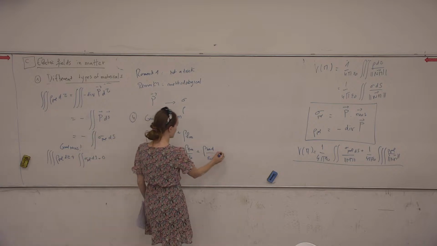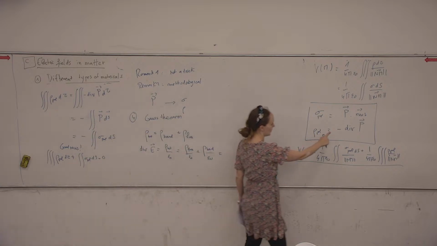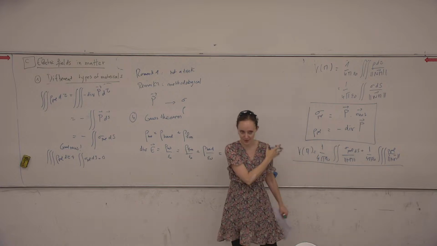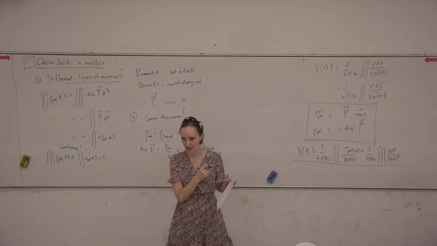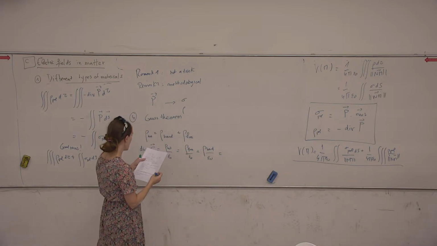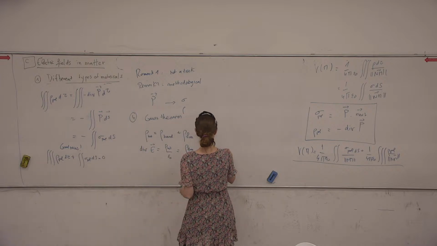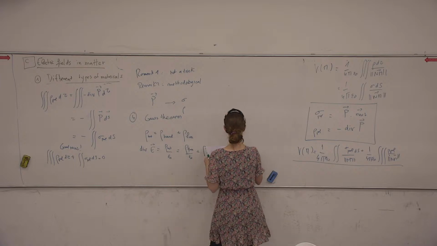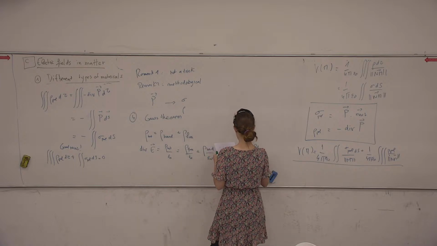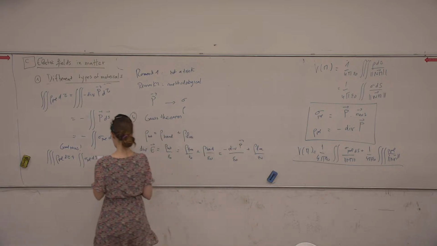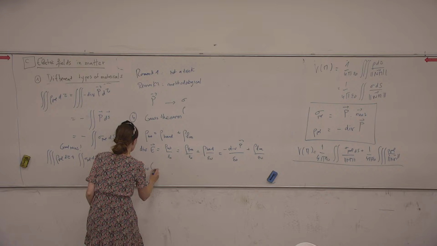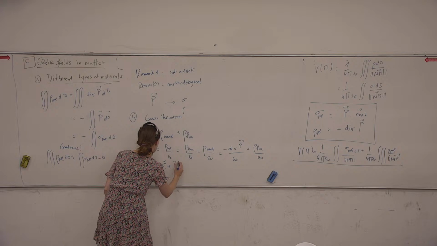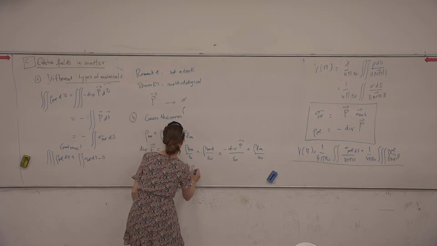And this I can replace. Of course, this is true for the bound charges. I didn't write it, but everything we've done was for bound charges, right? I don't have any free charges in a dielectric. So I can replace this with minus div of P divided by epsilon 0 plus rho free divided by epsilon 0. Which means that divergence of epsilon 0 E plus P is equal to rho free.